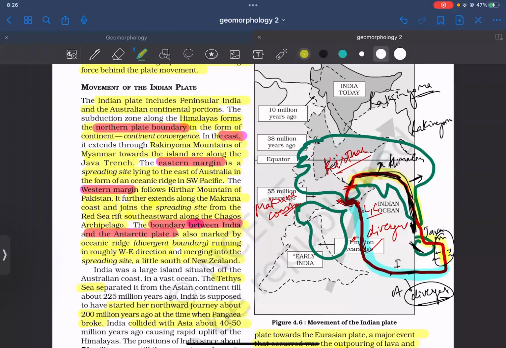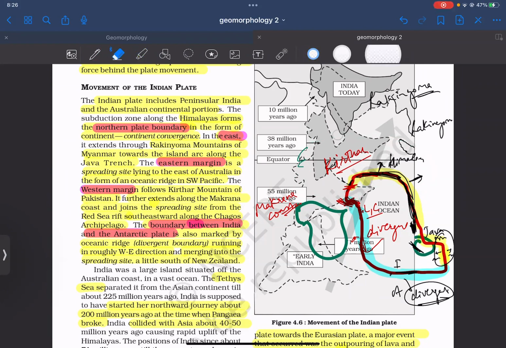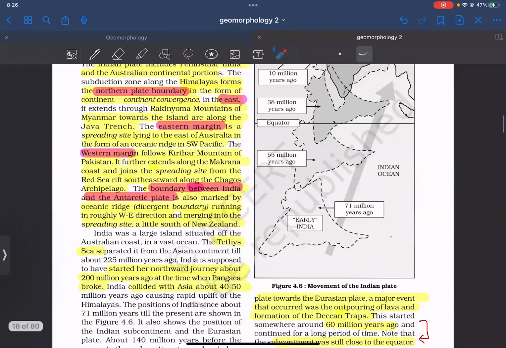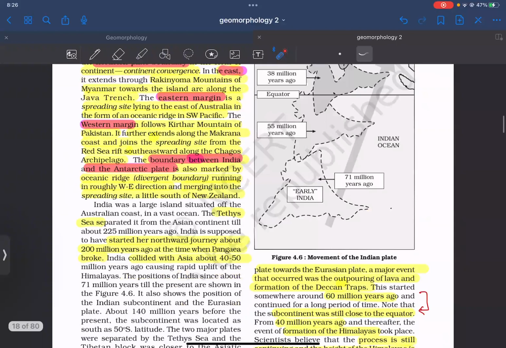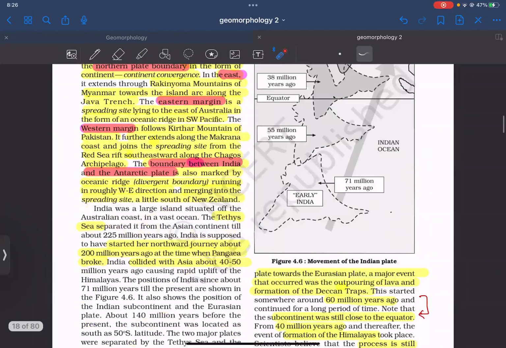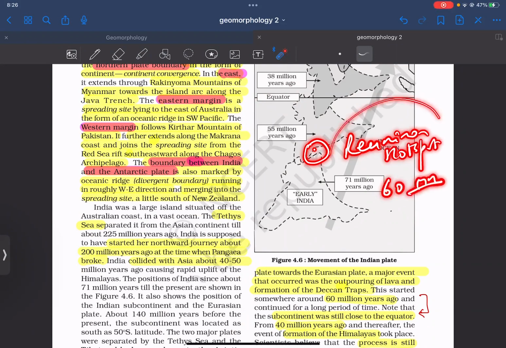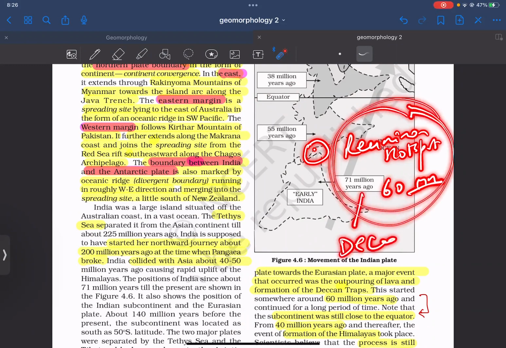And earlier, the Eurasian plate was separated from the Indian plate by a sea known as the Tethys Sea. So these are the boundary lines. Remember this boundary line of India. All right. And as India moved, what happened? As India moved, this is the equator. So before crossing the equator, it encountered the Reunion hotspot around 60 million years ago, right? So around 60 million years ago, it moved over the Reunion hotspot. It led to the formation of the Deccan Traps.